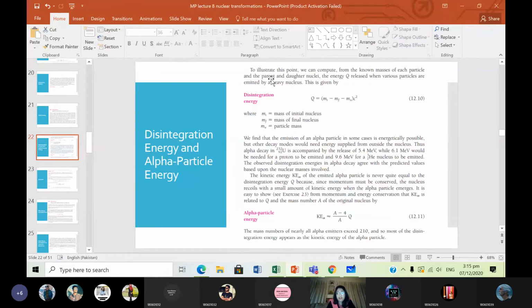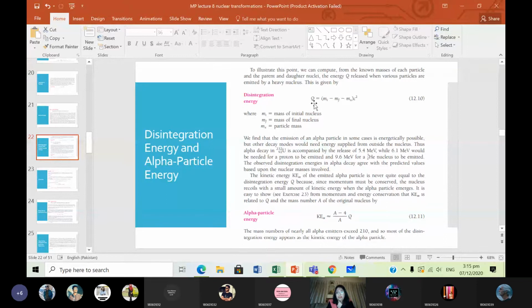We start off with the parent nuclei, and then it becomes the daughter nuclei with the release of an alpha particle. So Q is the energy released when various particles are emitted. For alpha decay, the disintegration energy is the energy that is released when the alpha particle is released from the nucleus.